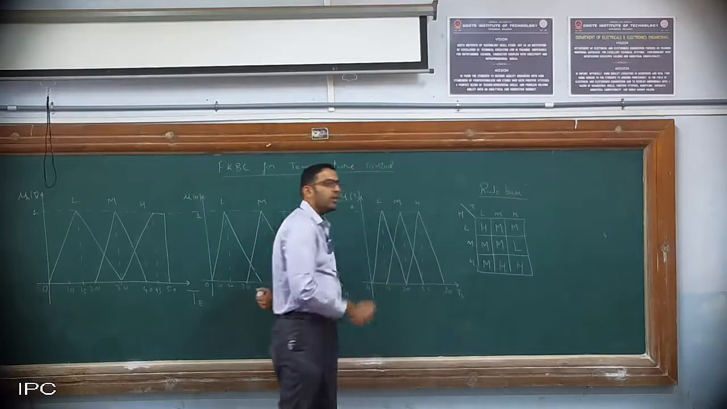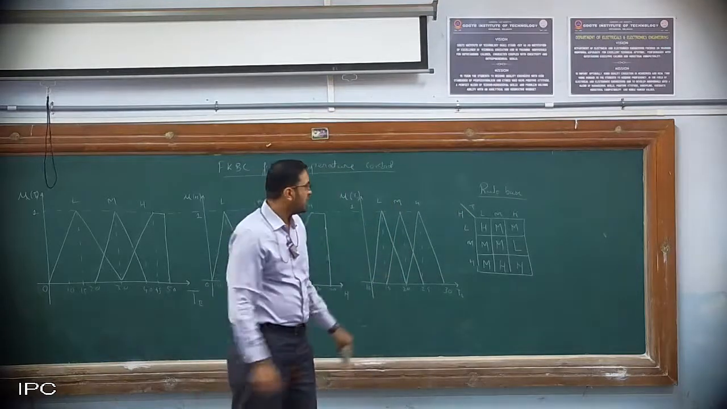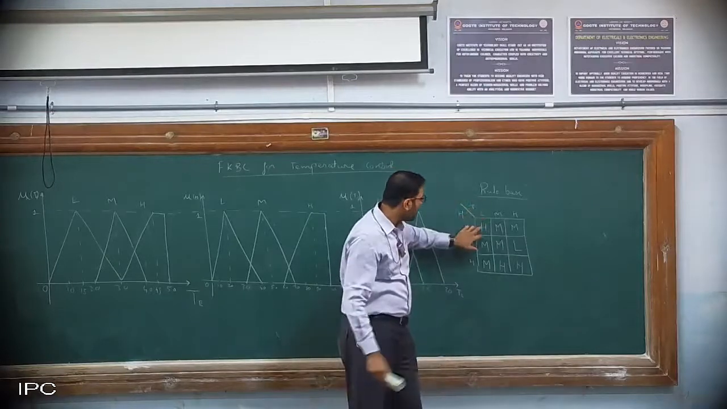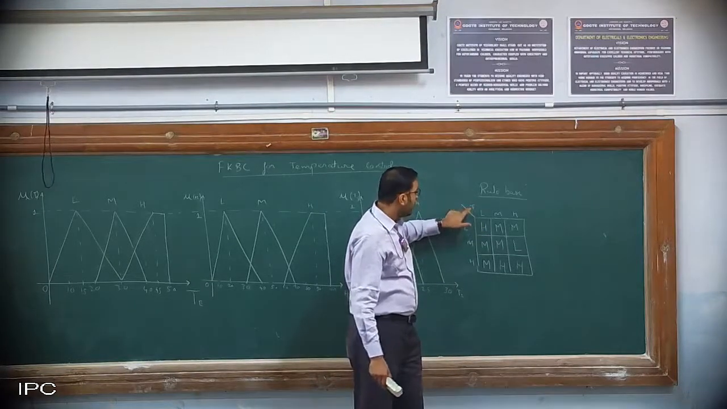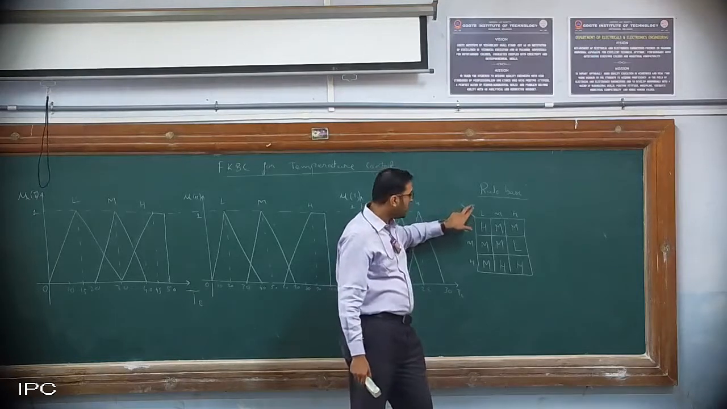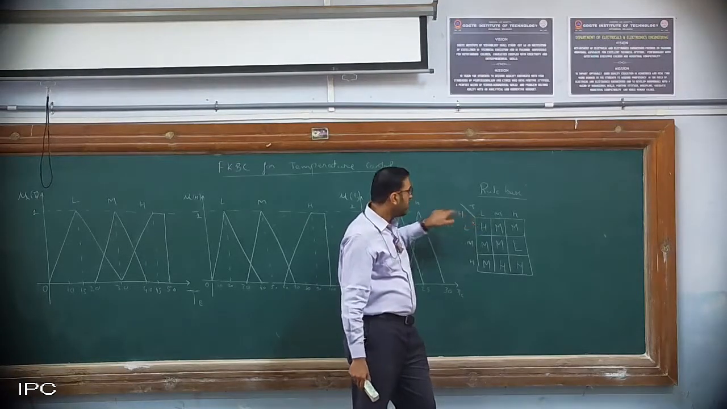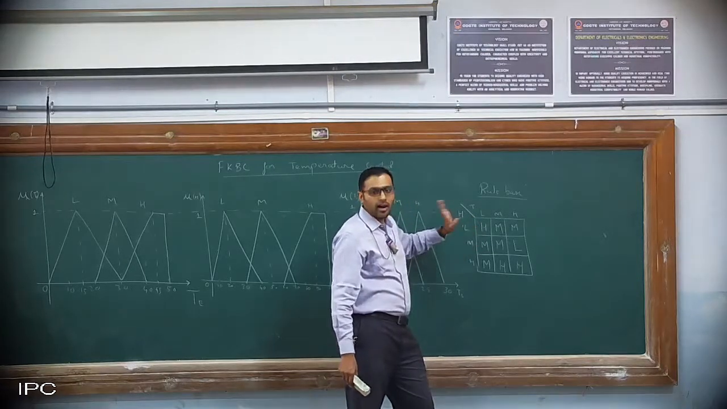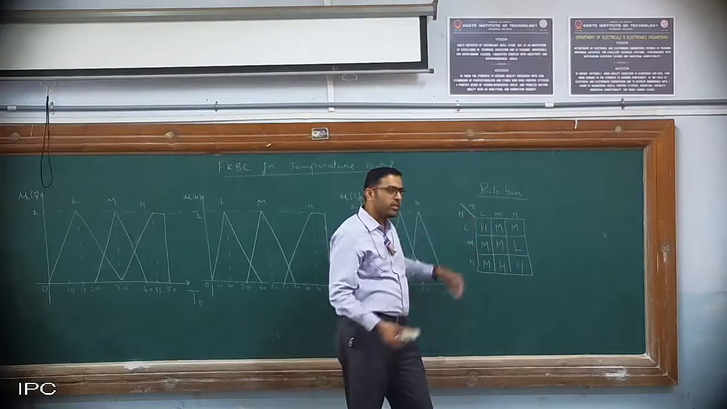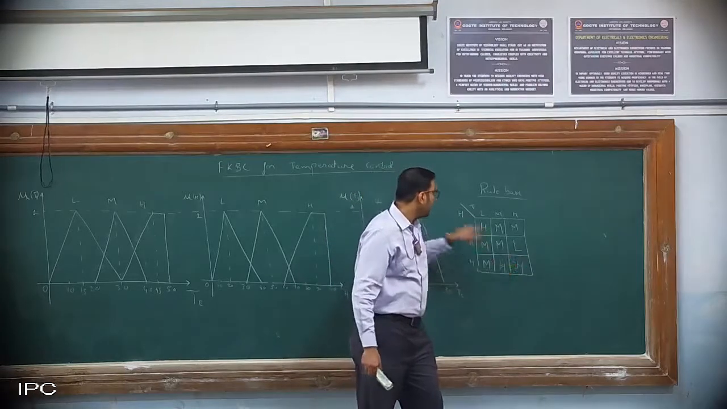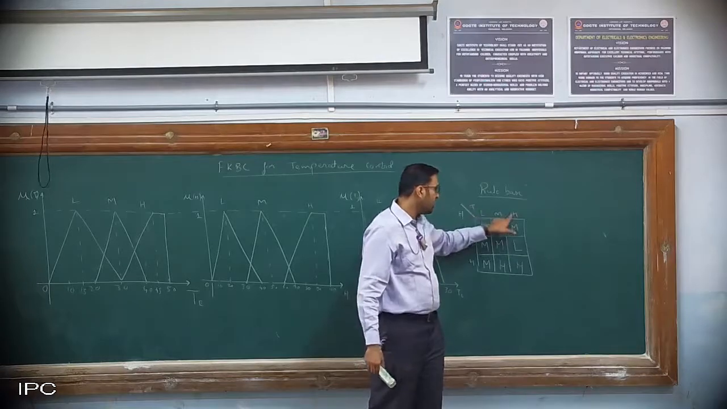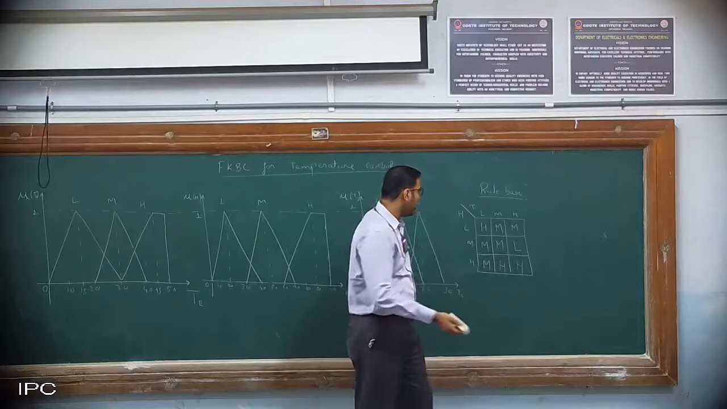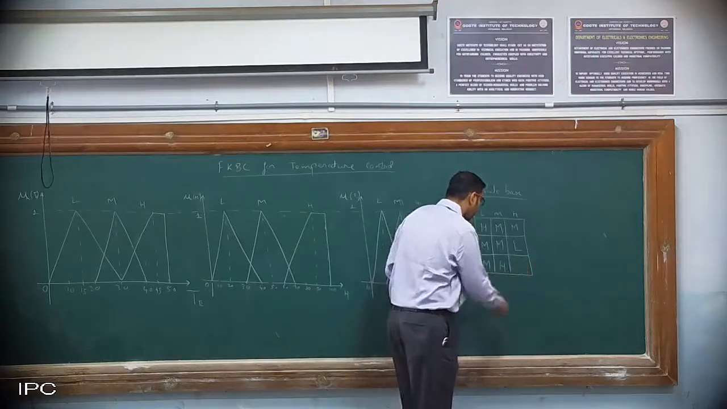Fine. So this is how we have designed our rule base. Basically these are nothing but the if-then rules. For example, we can say for this rule: if the external temperature is low and humidity is low, then the internal temperature is medium. So this is how we have to design the rule. For example, in this case, if the external temperature is high and humidity is high, then the internal temperature should be, in this case, low.